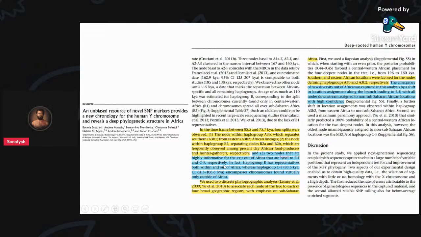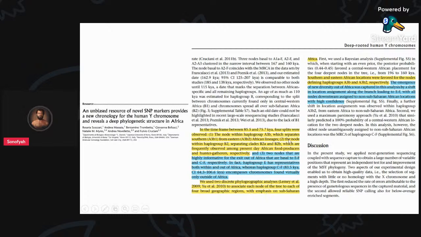So haplogroups like haplogroup E would be a haplogroup that's considered an out of Africa haplogroup, but we know that haplogroup E later back migrated. It says, in fact, haplogroup E has representatives both within and out of Africa, whereas haplogroup C through F encompasses chromosomes found virtually outside or only outside of Africa. We use two discrete phylogeographic analyses to associate each node of the tree to each of the four broad geographical regions encompassed in sub-Saharan Africa.